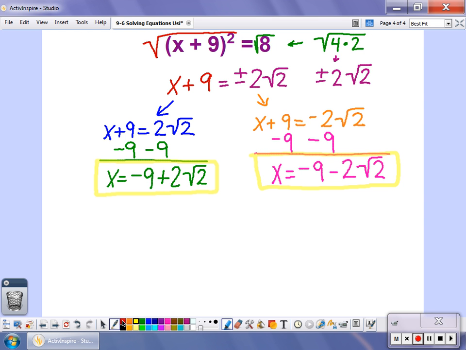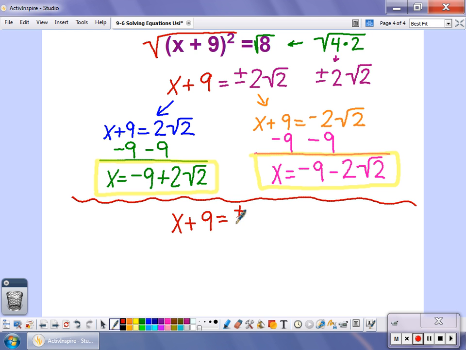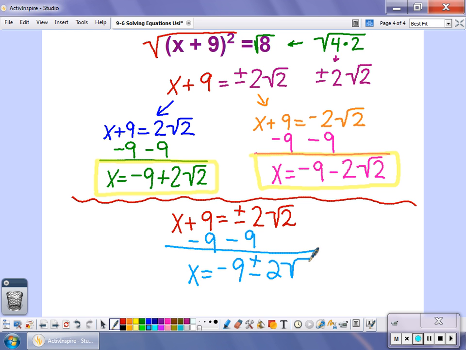Okay, there's actually another shorthand way that you might see, so I want to talk about that really quickly. Let's go back to this problem. We had x plus 9 equals positive or negative 2 square roots of 2. Sometimes people will squish these answers together, and they're not going to separate this into a positive and negative. They'll just leave it the way it is. So when they subtract 9 on both sides, they get x equals negative 9 plus or minus 2 square roots of 2. And they just write it all together like that.